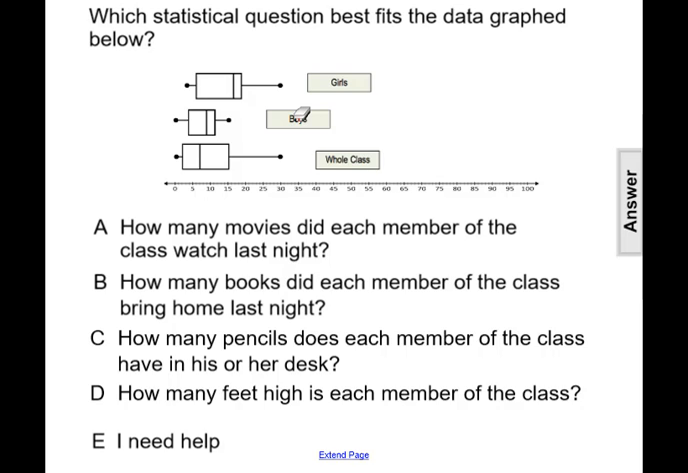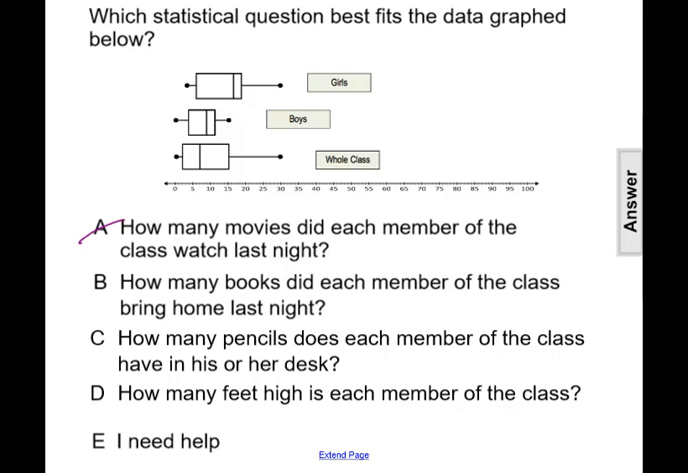So the first question is, how many movies did each member of the class watch last night? The thing that jumps out about the graph that would make this question not make any sense is you have this high data point of 30. You even have data points of 15 and 10. I don't know about you, but I could try to watch 30 movies, but movies are usually an hour long, so that's a minimum of 30 hours, and that would be watching it in one night. Even if you have a marathon, there's only 24 hours in a day, so that doesn't make sense for the time period of last night. So question A does not make any sense for the data we have in this graph.